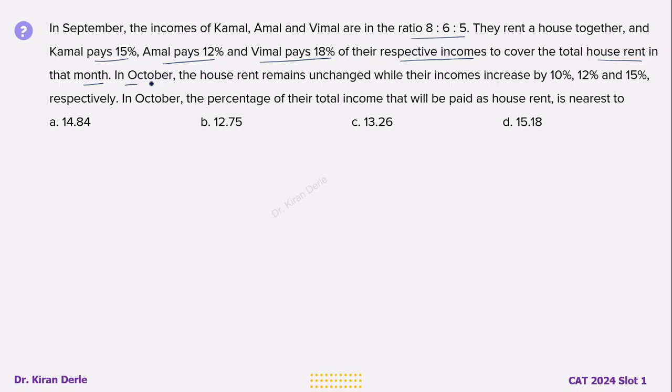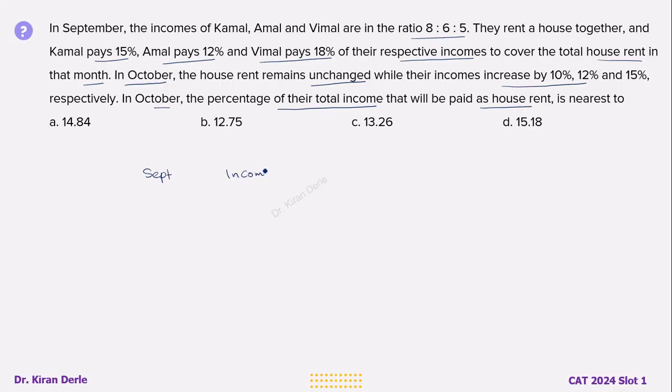In October the house rent remains unchanged while their incomes increase by 10%. In October, the percentage of their total income that will be paid as house rent is nearest to what? Okay, so let's do this. In September, what is happening?